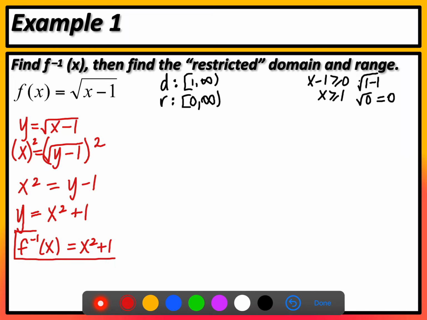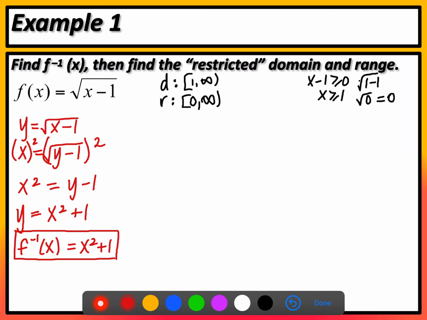Okay, so my original function, a square root, would pass the horizontal line test. Okay, which means that my inverse is a function. And I know my inverse is a parabola, so I know that's a function.